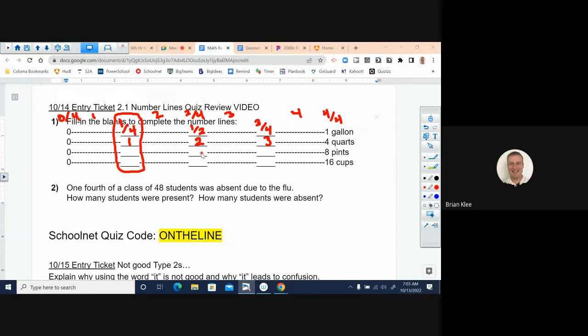8 divided by 2 is going to be 4 here. 4 divided by 2 is 2 there. So we're counting by 2s. 0, 2, 4, plus another 2 is 6, plus another 2 is 8. We're counting by 2 every time, so our number line is set up correctly. 16 divided by 2 is 8. 8 divided by 2 is 4. We're apparently counting by 4. 0, 4, 8. 8 plus 4 is 12. 12 plus 4 is 16.